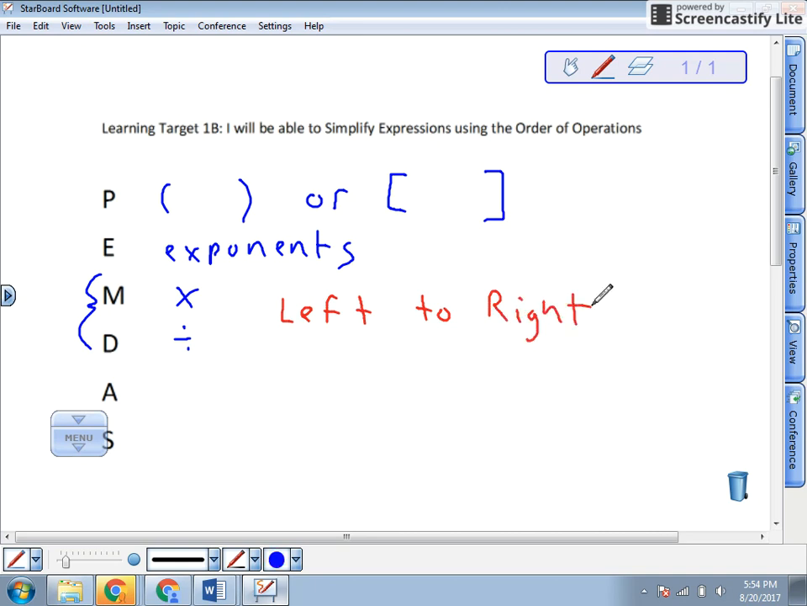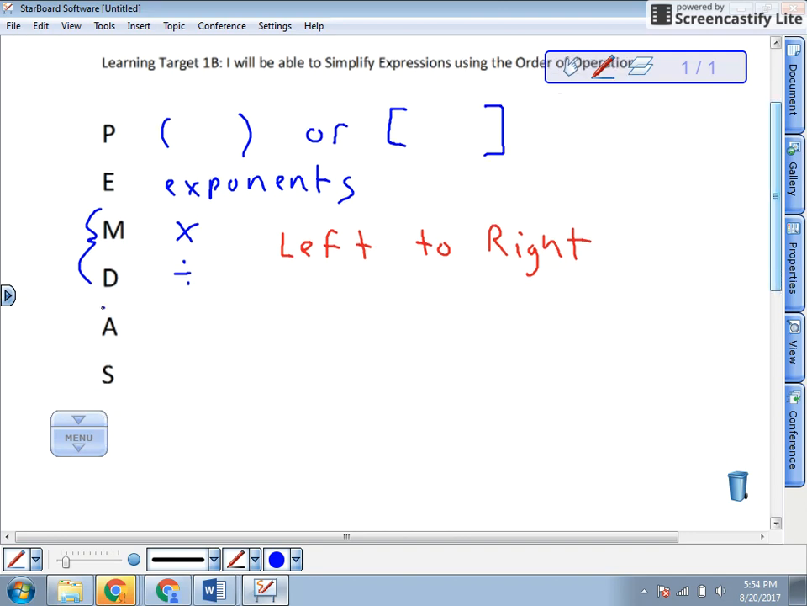The next two are also grouped together. They stand for addition and subtraction. There's our plus sign and our minus sign. Again, when solving these, make sure that we perform those operations left to right. Now that we know the order of operations in the proper order, let's take a look at our first example.